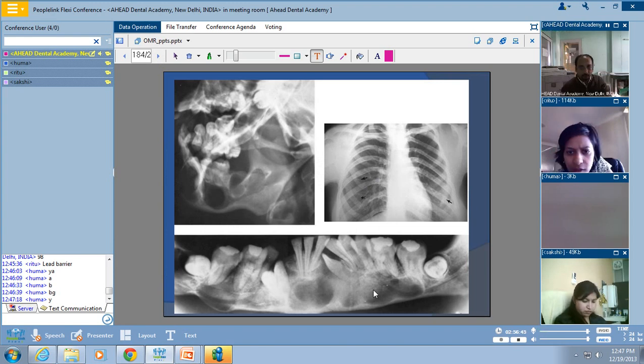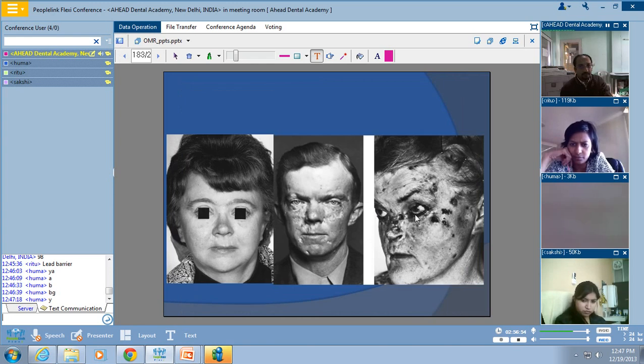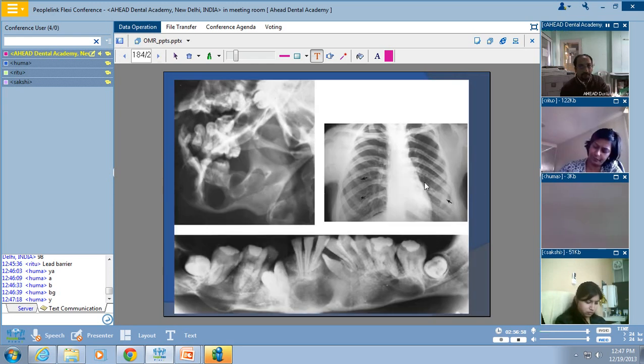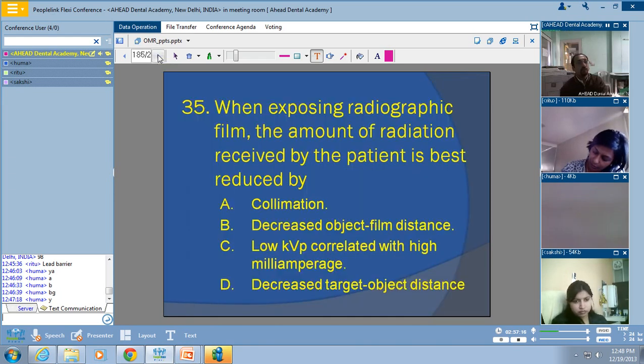So maybe if you look at it, you might be able to remember Gorlin-Goltz syndrome. I will put the picture again: multiple basal cell carcinomas, multiple OKCs and bifid ribs. Unfortunately, I forgot to place the picture of multiple nevi, so multiple nevi are also seen. So multiple nevi, multiple basal cell carcinomas, multiple OKCs, bifid rib, even brain calcifications are also seen in Gorlin-Goltz syndrome.